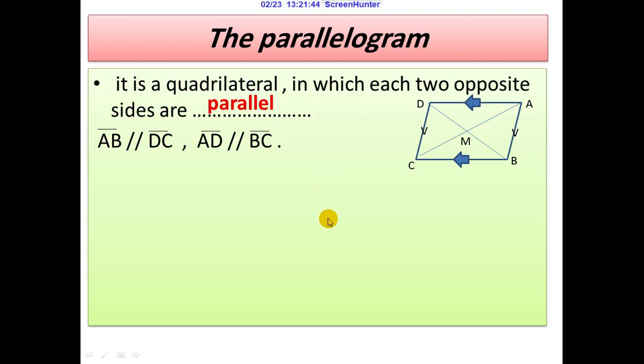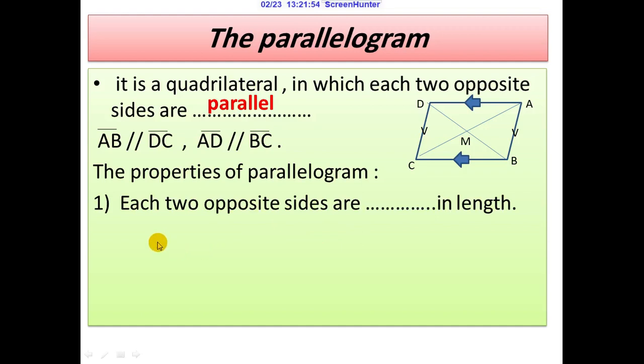But there are four properties about the parallelogram. We must study them. The first property talks about each two opposite sides in the parallelogram. What are they in length? Yes, each two opposite sides, I told you before, are parallel. But when we talk about length, we must say equal in length. So AD parallel with BC and also equal in length, and AB parallel with DC and also equal in length.